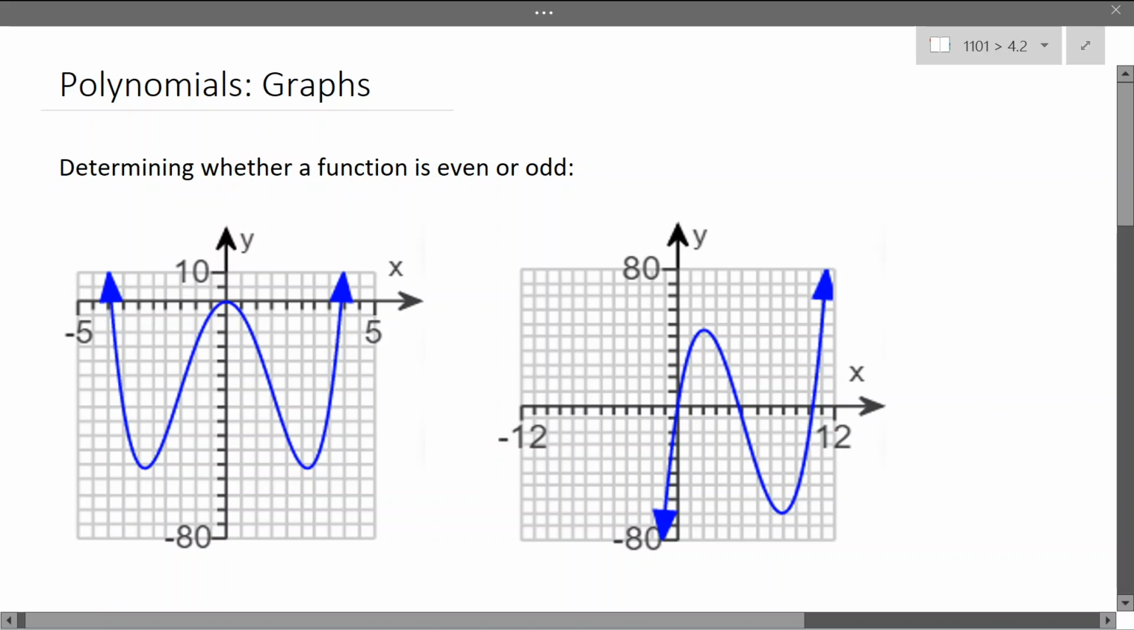In this video, we're going to be looking at determining different things about a polynomial based on its graph. First, let's look at determining whether a function is even or odd. If we look at our graph and both of our arrows point up or they both point down, that's an even function. And if we look at our graph and one goes up and one goes down, we have an odd function.